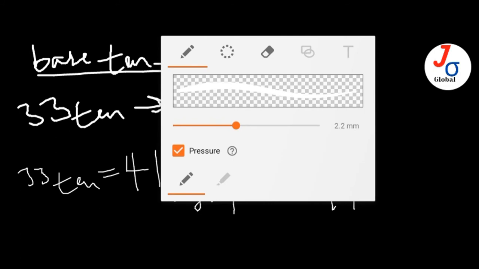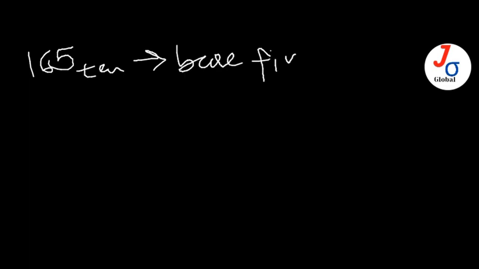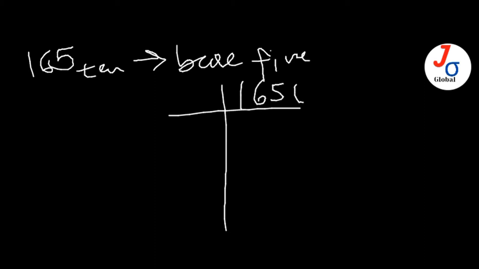So let's take another example. 165 base 10 to base 5. Okay, so I'm going to draw that long division table. Then 165 base 10, and since we're converting to base 5, I'm going to put the 5 here.